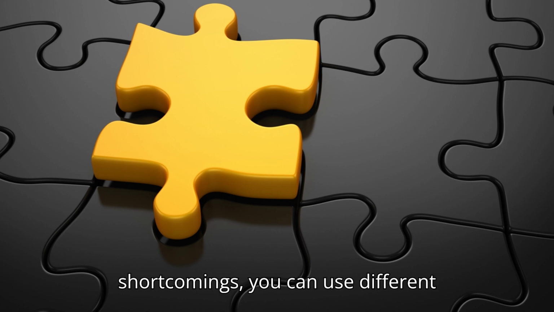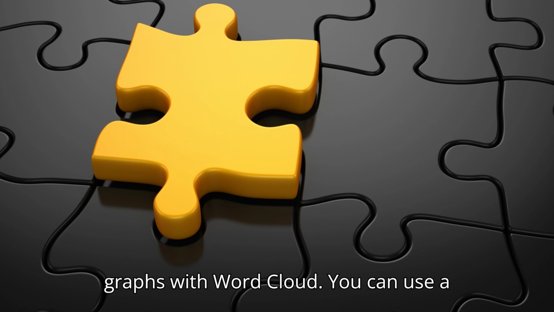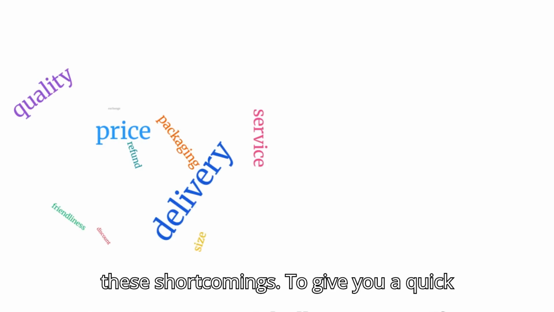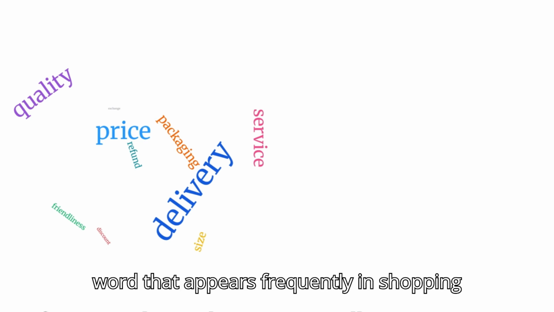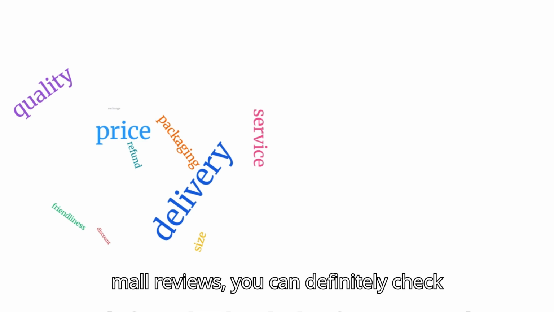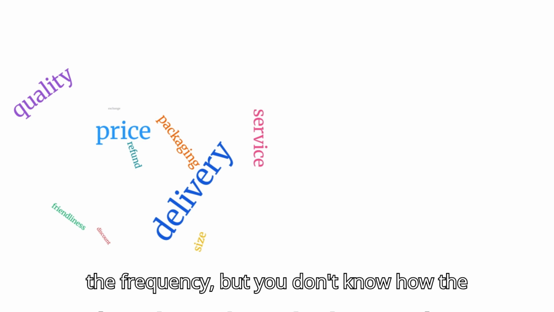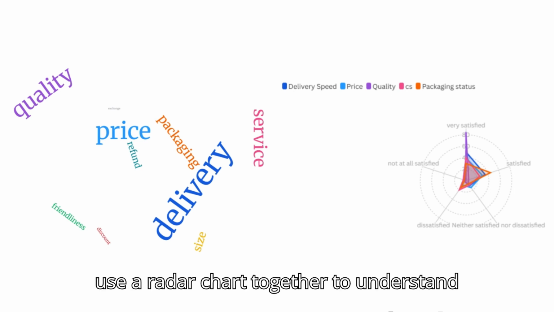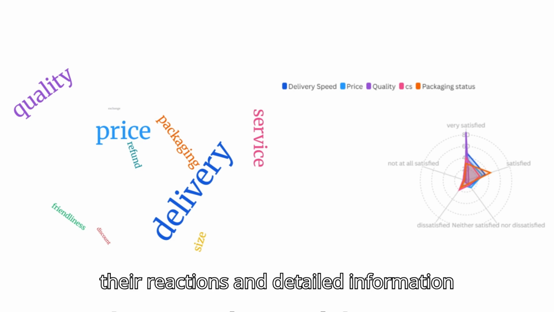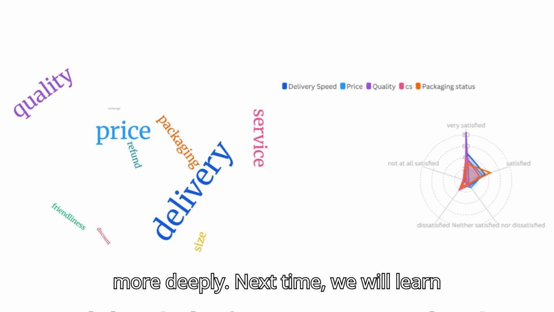To solve these shortcomings, you can use different graphs with a word cloud. To give you a quick illustration, if you use a word cloud for words that appear frequently in shopping mall reviews, you can definitely check the frequency, but you don't know how the keyword reacts. However, you can use a radar chart together to understand their reactions and detailed information more deeply.